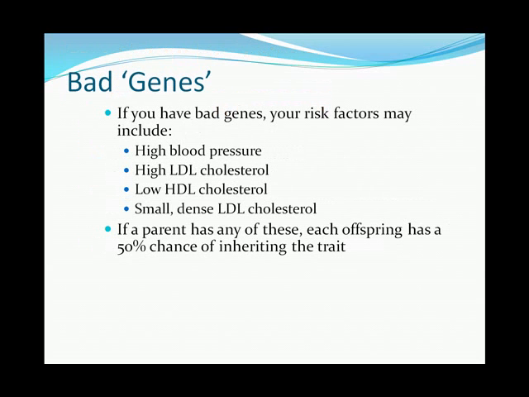If you have bad genes, your risk factors may include high blood pressure, high LDL cholesterol, low HDL cholesterol, or small, dense LDL cholesterol. And if a parent has any of these, then each offspring has a 50-50 chance of developing the trait.